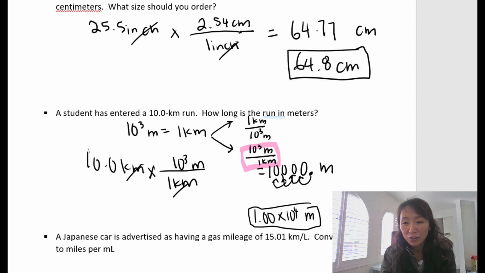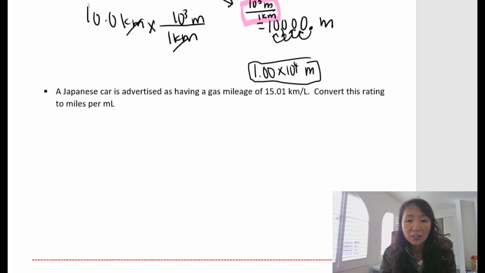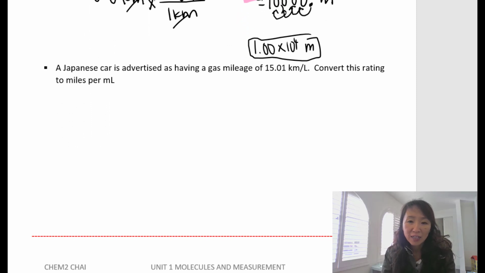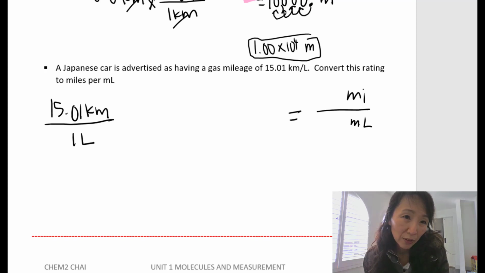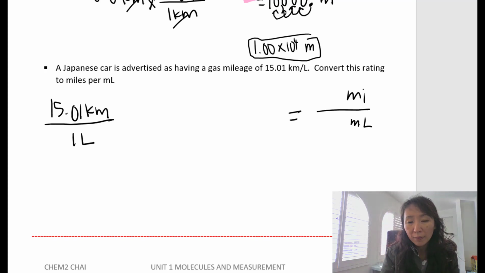Let's take it up a notch. A Japanese car is advertised as having a gas mileage of 15.01 kilometers per liter. Convert this rating to miles per milliliter. Whenever you see per, it's 15.01 kilometers per liter. That means all over 1 liter. You want to do these problems so that in the end you're left with miles instead of kilometers, and milliliters instead of liters. So you have to go through a little bit of math, and you take one step at a time.